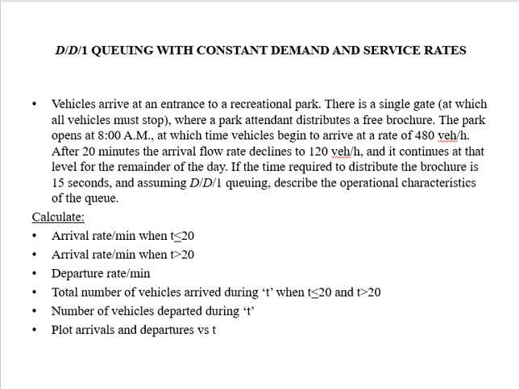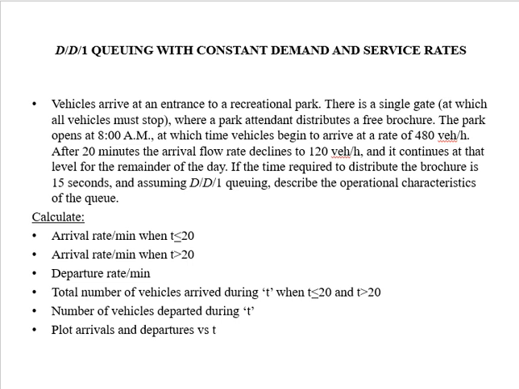We were required to calculate the operational characteristics of the queue. Operational characteristics means the number of vehicles in the queue, the delay, the time required to clear the queue, how many vehicles arrive, how many vehicles leave, and so on. Now this problem was simpler because there was no equation here. The arrival rate before 20 minutes is one value, after 20 minutes is another value, and the departure rate is just a single value, which is 15 seconds per vehicle.